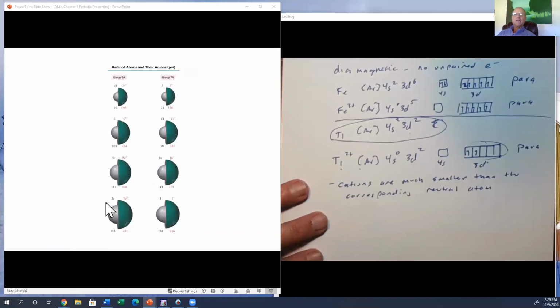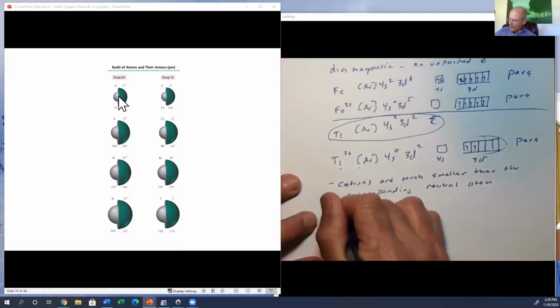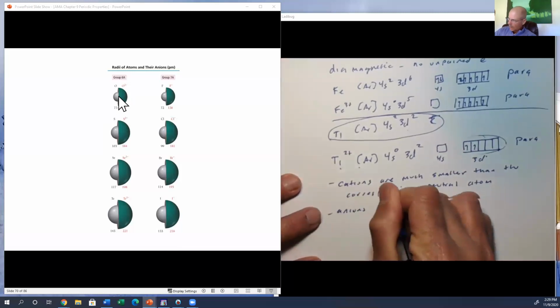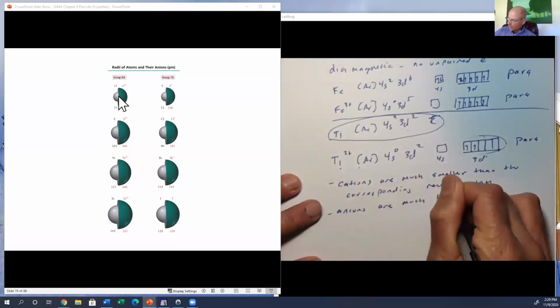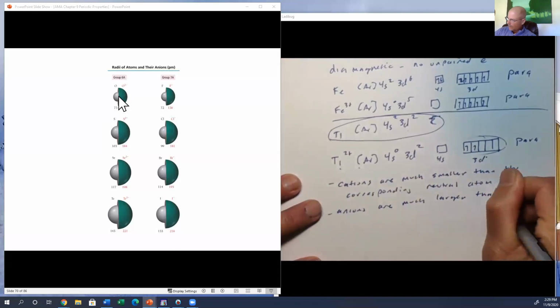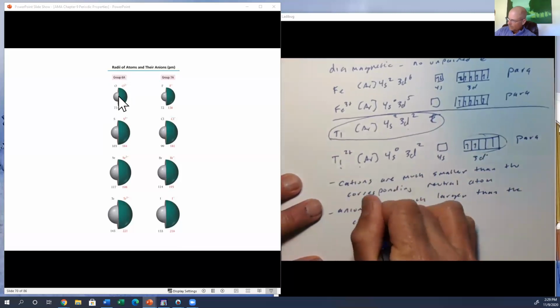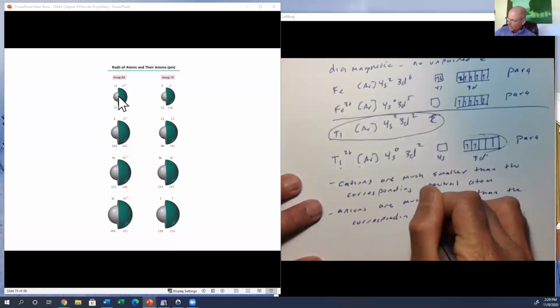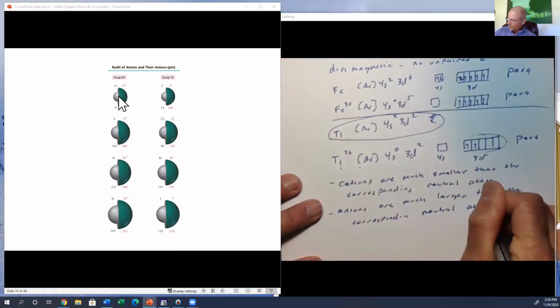All right, what about anions? Anions are adding extra electrons. So anions are much bigger than their corresponding atoms, because you're adding electrons, but you're not adding any protons. So that creates extra electron-electron repulsions, which then make the anion much bigger than its neutral atom. So anions are much larger than the corresponding neutral atom.